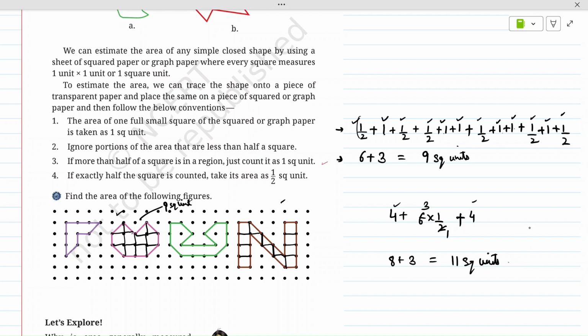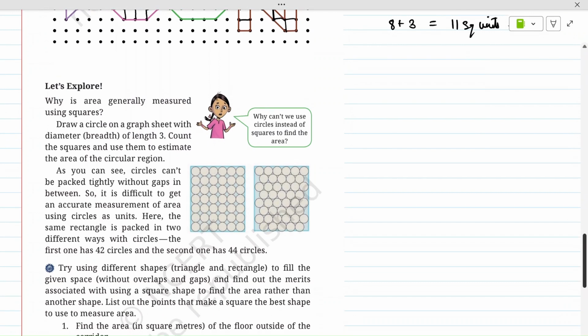Okay, easy. We understood how we have to measure it. If the square is complete, take the complete one. If it is half, then take it as half. If it is more than half, take it as 1. Less than half, ignore it. So this is how we can find out the area of these closed shapes. Now, the first one and the third one are very easy and they are homework for you. Now, let us go further in this chapter.